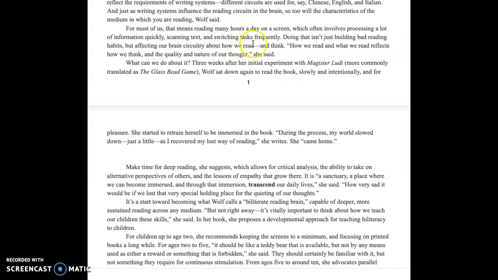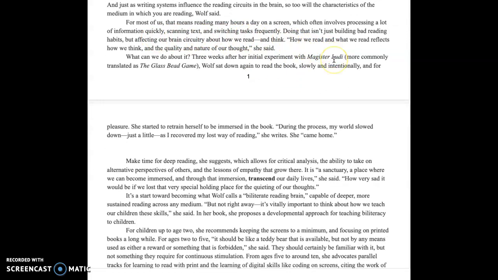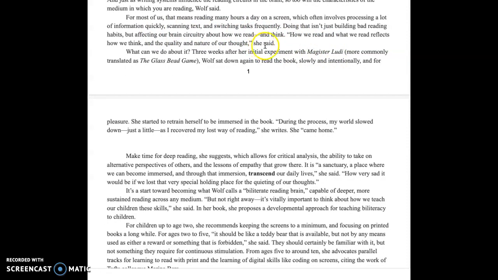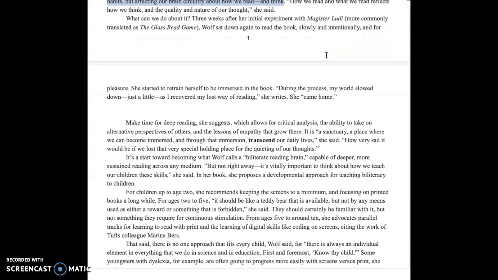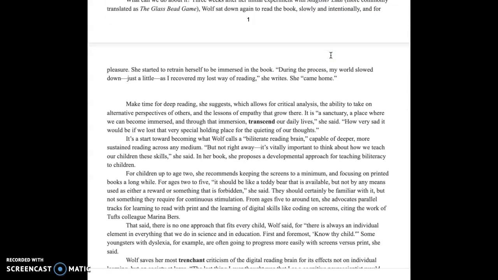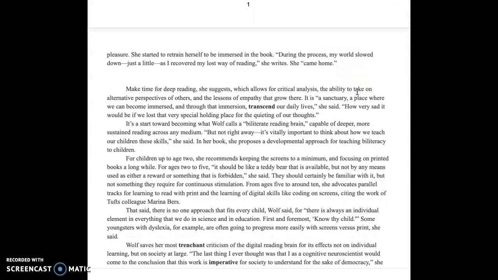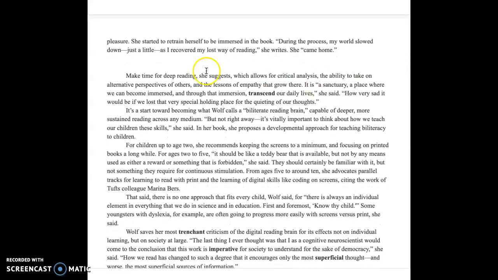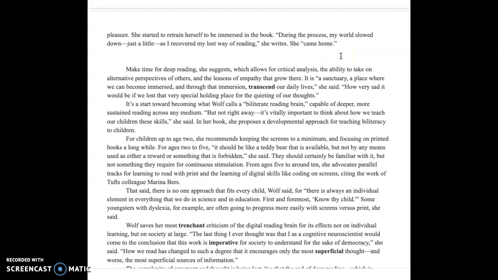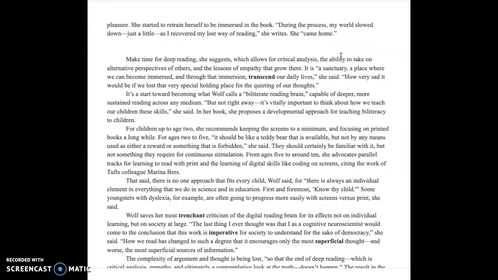For most of us, that means reading many hours a day on the screen, which also involves processing a lot of information. Doing that isn't just building bad reading habits, but affecting the brain and how we read. I think that's important right there. I'm going to highlight it. What can we do about it? Well, now we're going to look at the part of the article that says, how can we correct this? She started to retrain herself to be immersed in the book. "During the process, my world slowed down just a little as I recovered my lost way of reading."